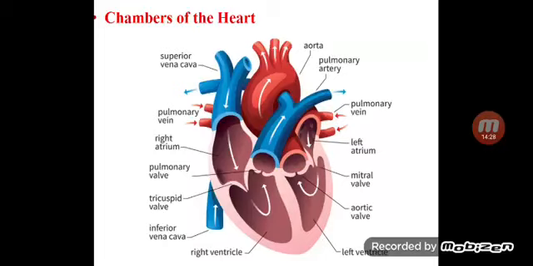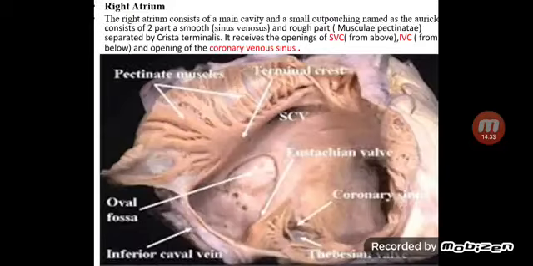Now we will talk about each chamber separately. The right atrium. There are 2 parts in the right atrium. If you make an anatomic dissection in the anatomy lab, you will open the right atrium and look inside, from inside. What will you see? It consists of two parts.